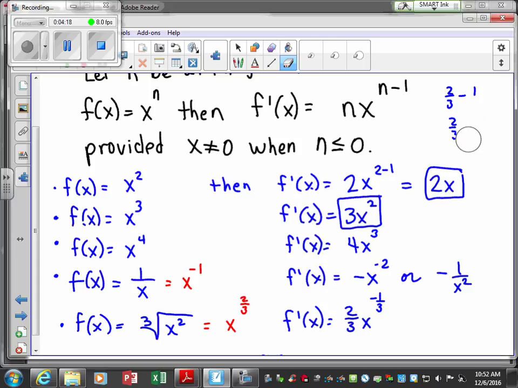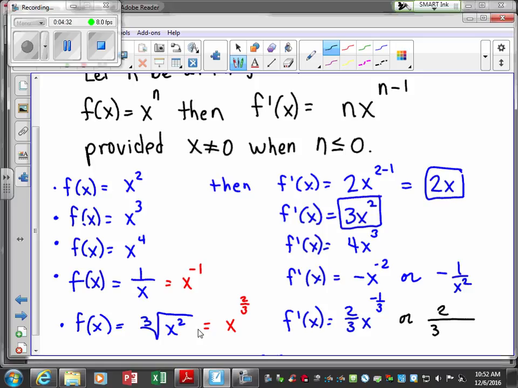Okay, let me take that scratch work off. Which would just be 2/3, and I can move x to the 1/3 down to the bottom, or it could be written as 2/3 with the cube root. Make sure you can see that. That's a cube root of x right there. Okay, that's just algebraically simplified. These two are equivalent statements.